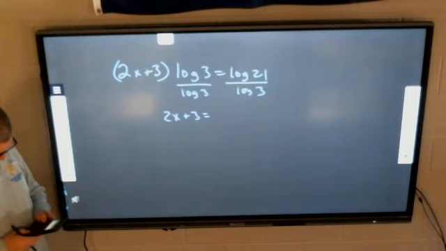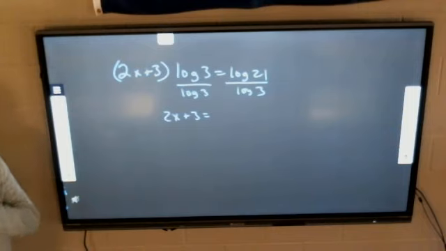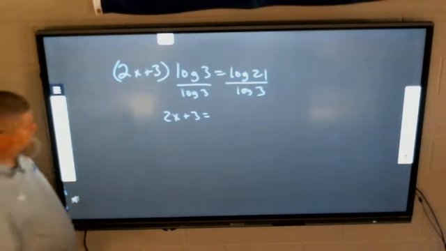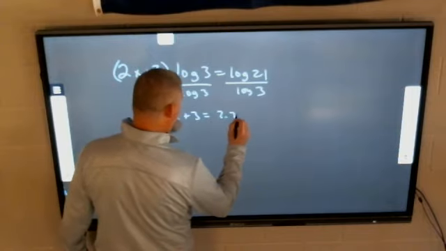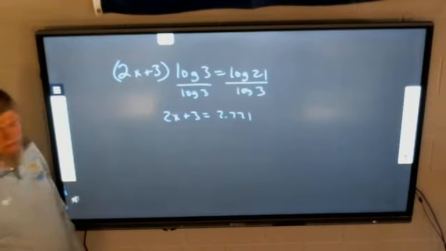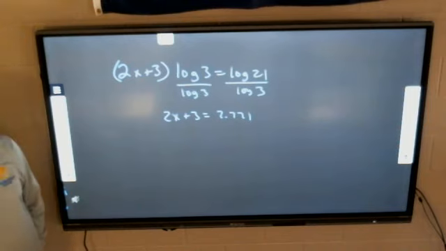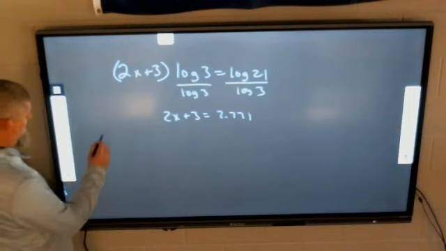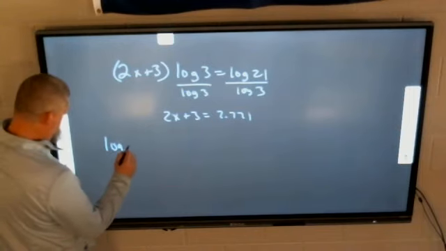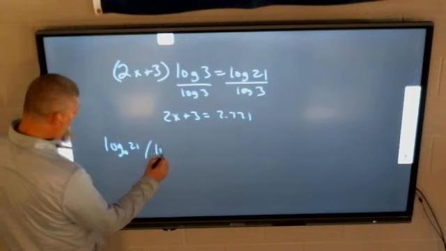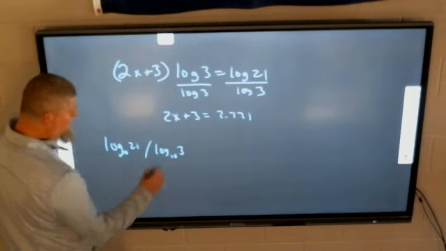So I got a decimal, what'd you guys get? 2.771. That's what I got. 2.77. And I hate to say this, but in every one of these, you will get some sort of decimal. Dealing with logs, you will get a decimal. So how would you put this in a calculator? I hit log to the base 10 of 21, and then divided by log to the base 10 of 3.